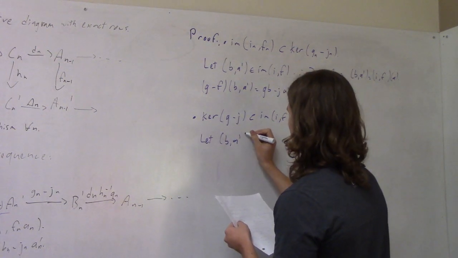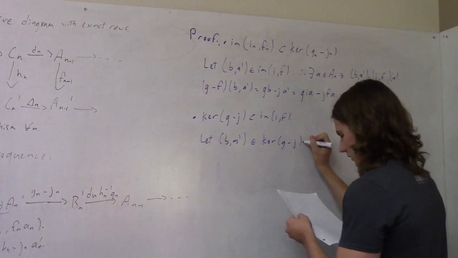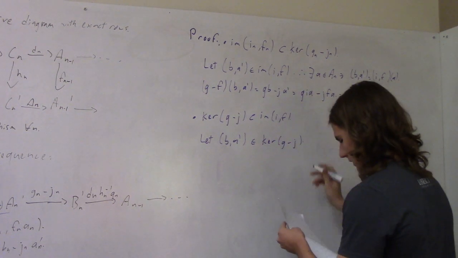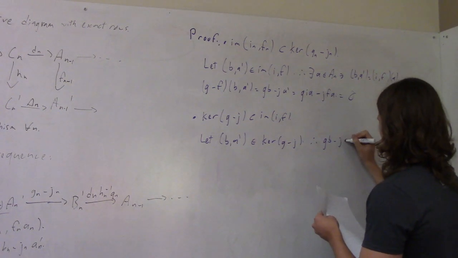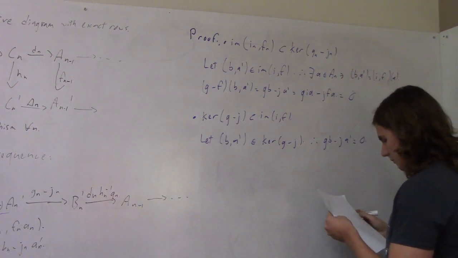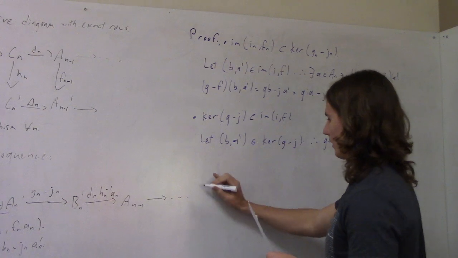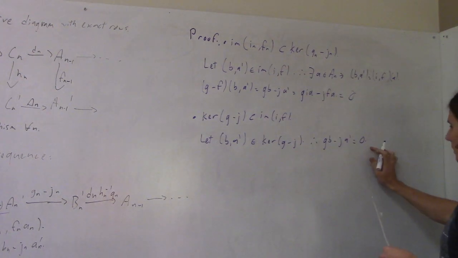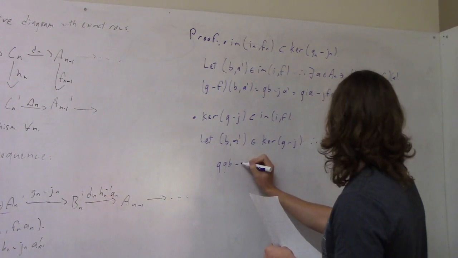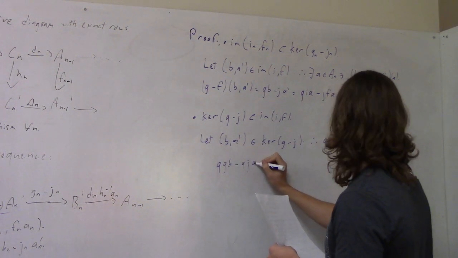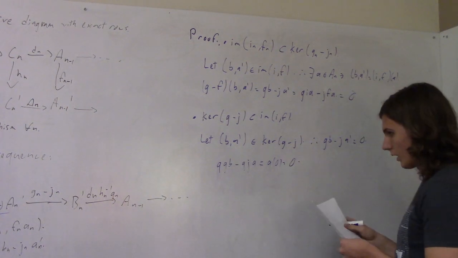Okay, so let B prime be an element of the kernel. So that means that GB minus JA prime is equal to 0. Okay, and because this is equal to 0, we're going to do Q of this side is equal to Q of this side. So QGB minus QJA prime is equal to Q of 0, which is 0. Okay, you guys get there?